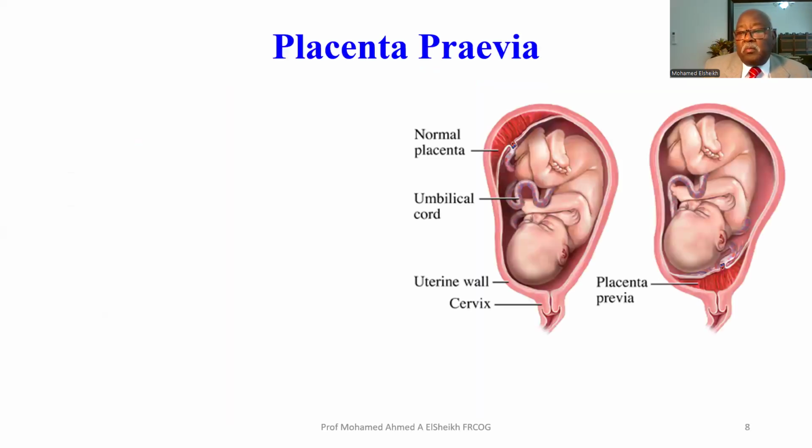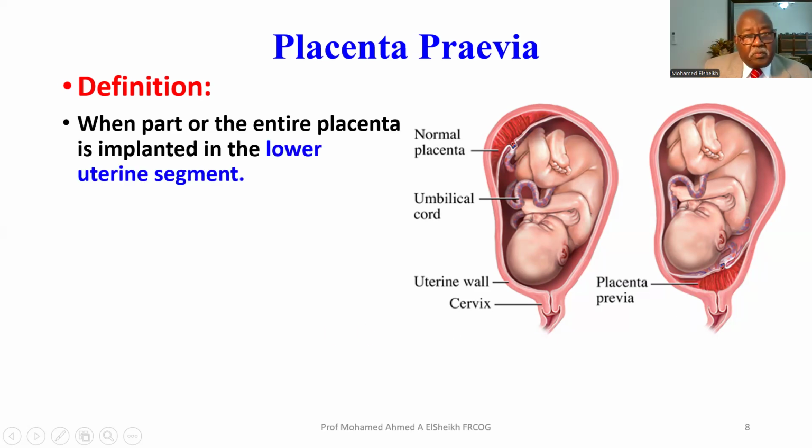So when we come to placenta previa, what do we mean by placenta previa? It means the placenta is inserted in the lower part of the uterus. Here you can see this is a normal insertion of the placenta. It's in the upper part of the uterus. But here the placenta is inserted in the lower part of the uterus. And then we will see classification of it. So here this is a normal insertion of the placenta, and here is the abnormal placenta previa, defined as when part or the entire placenta is implanted in the lower uterine segment. And we'll see in a minute what we mean by the lower uterine segment.